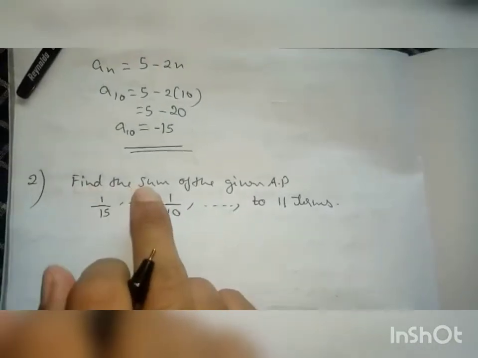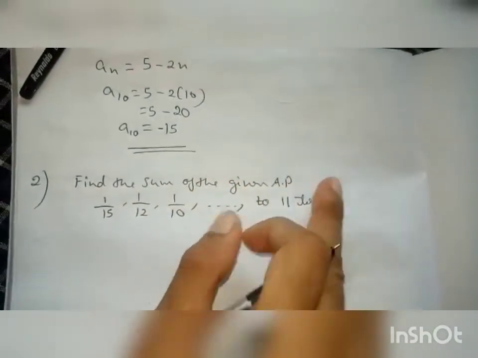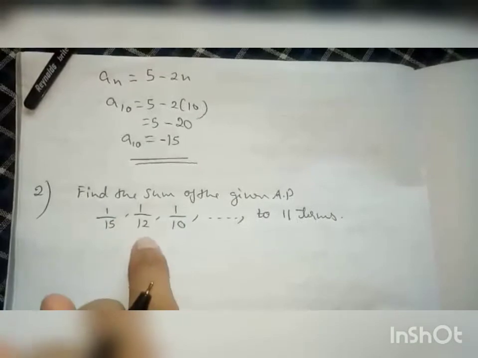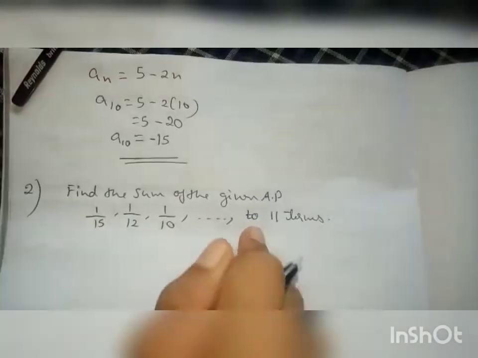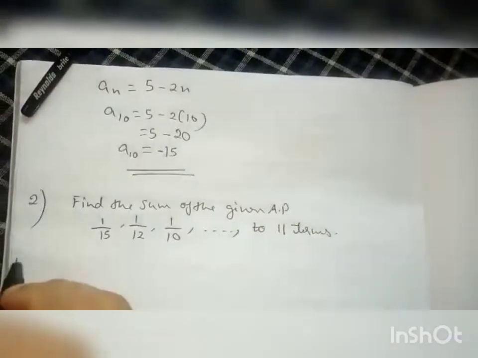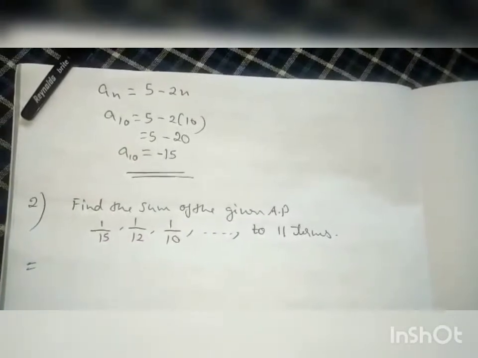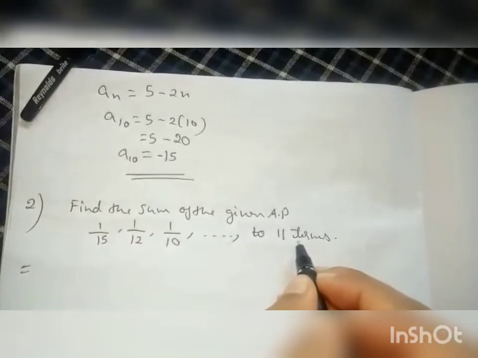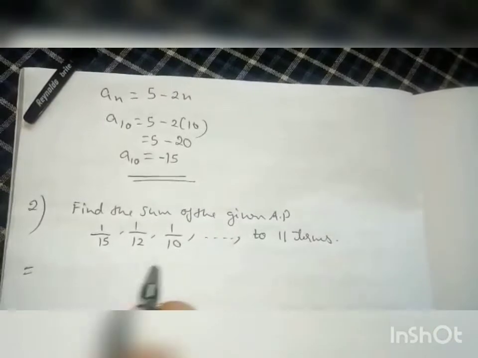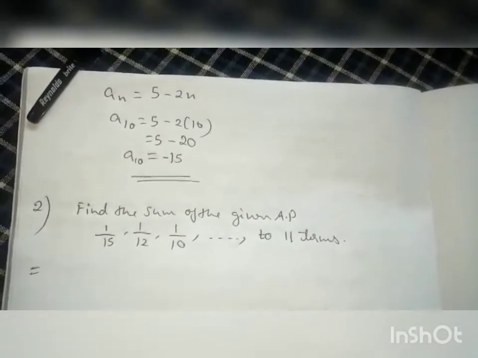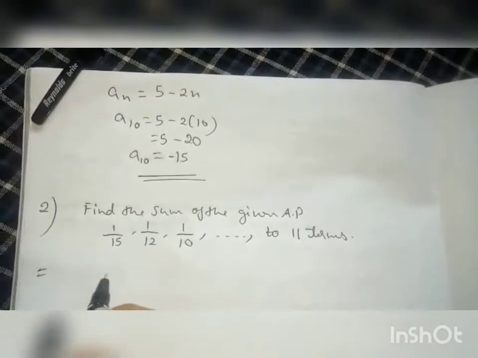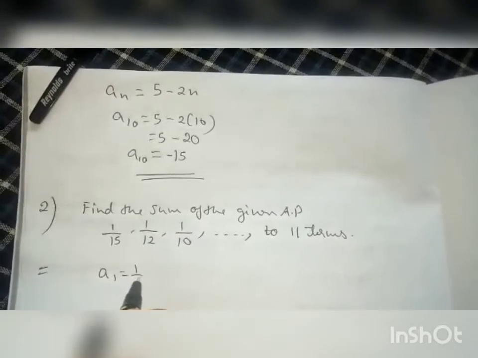Second question. Find the sum of the given AP: 1 by 15, 1 by 12, 1 by 10, etc., up to 11 terms. So what do you have to find here? Yes, the sum. Up to 11 terms, so S11 you have to find. What all is given? A1 they have given as 1 by 15.